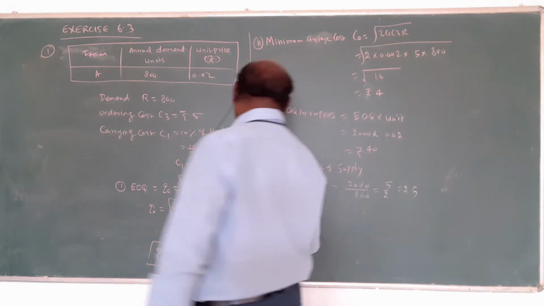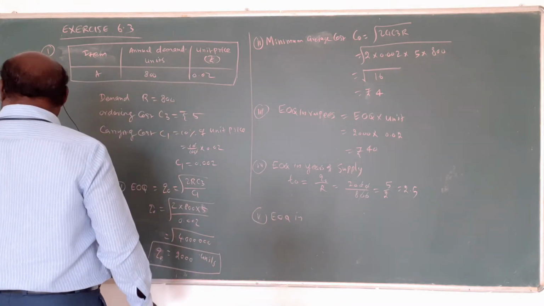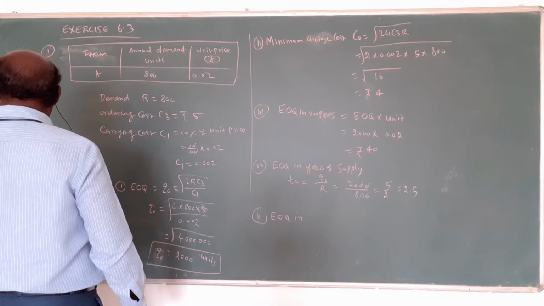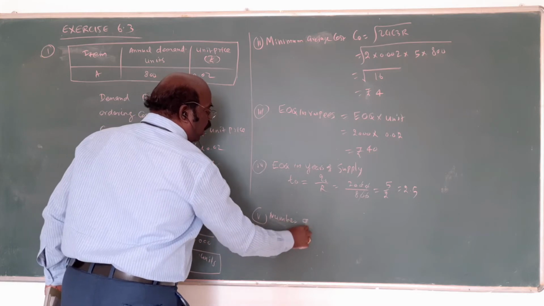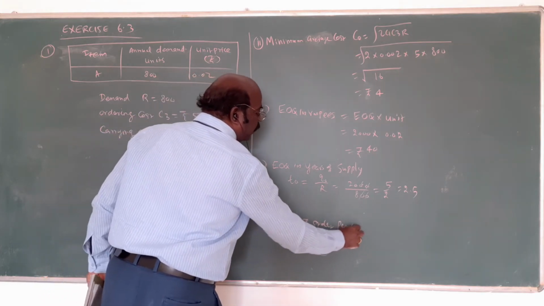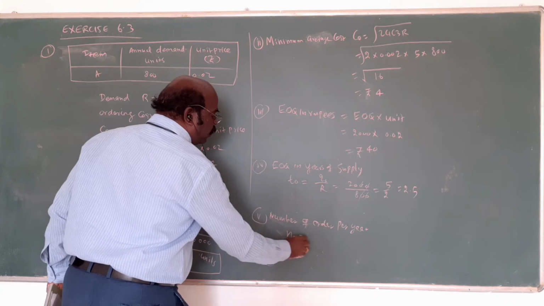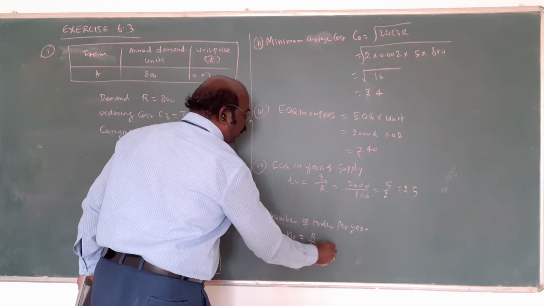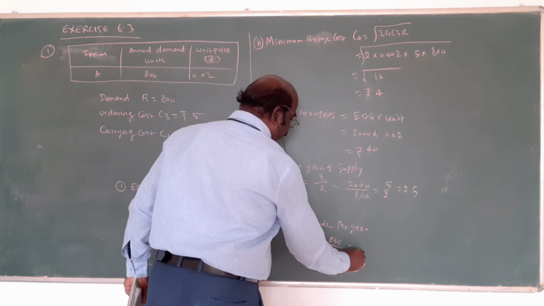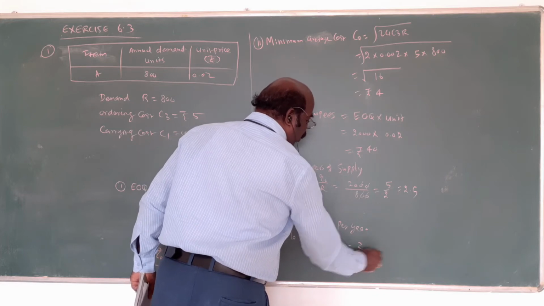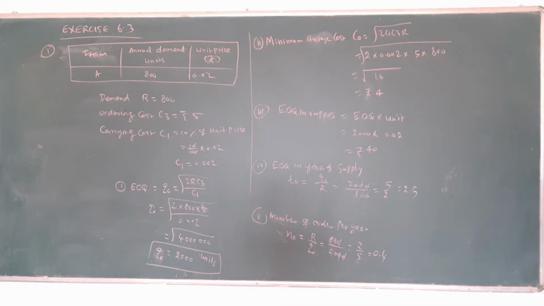The last one is the fifth division. The number of orders per year is asked. That means the number of orders N naught is asked. The formula for N naught is R by Q naught. R is 800 by 2000. Cancel here, and we get 0.4. This is the answer: number of orders per year is 0.4.